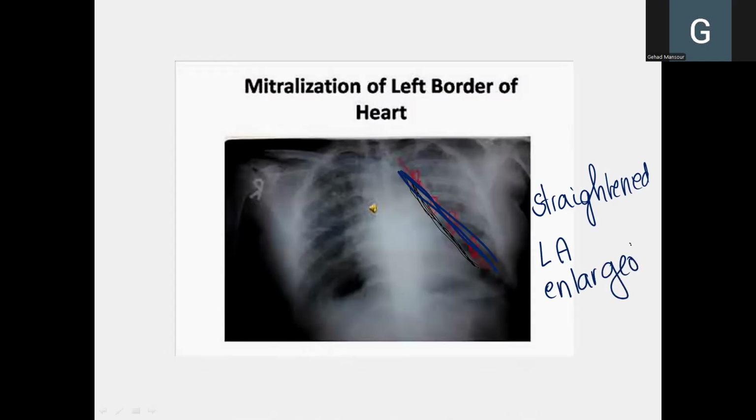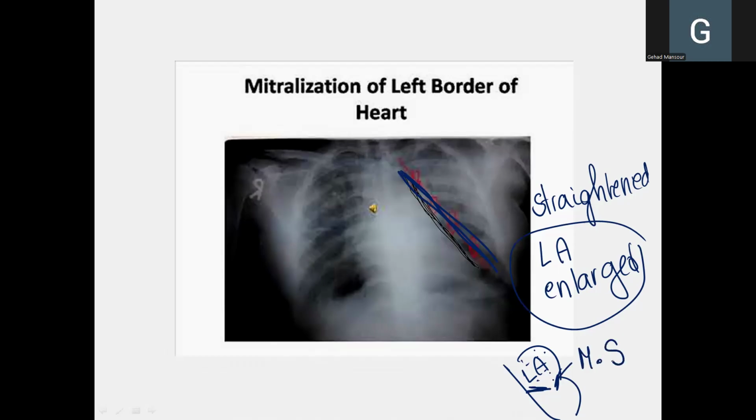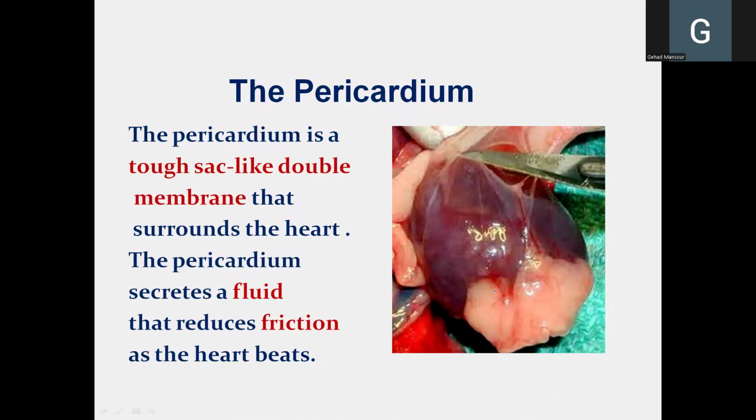And one of the commonest causes of left atrial enlargement, if this is the left atrium, is a narrow mitral valve. So blood accumulates in the left atrium. So mitral stenosis is one of the commonest causes of enlargement of the left atrium. And therefore, mitral stenosis is one of the commonest causes of straightening of the left border of the heart, and that's why it's called mitralization of the heart.